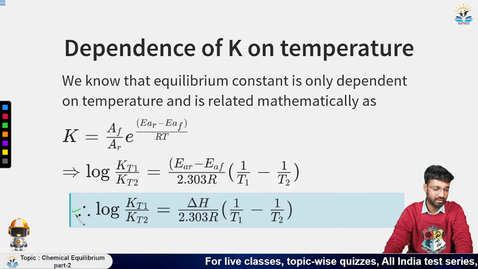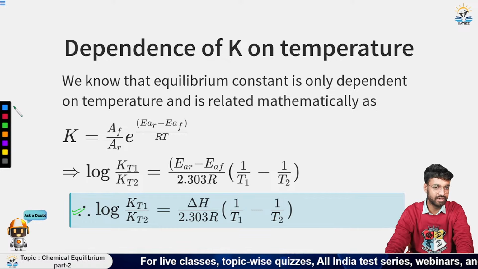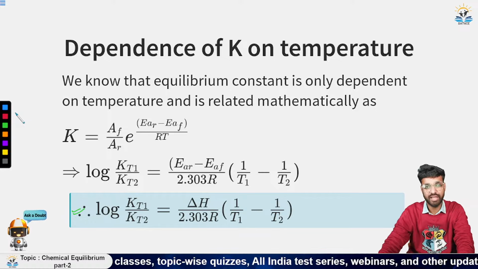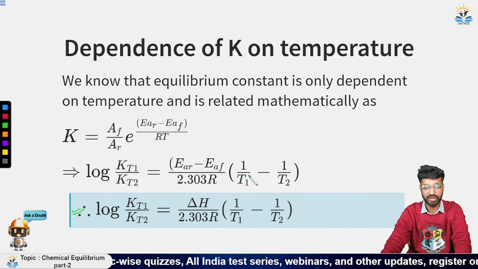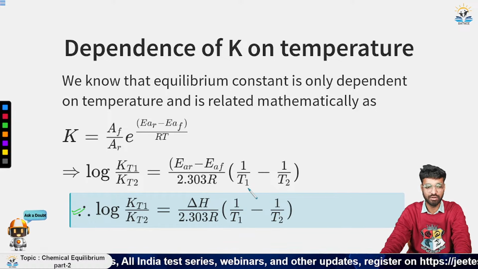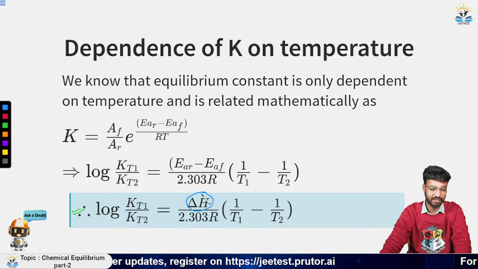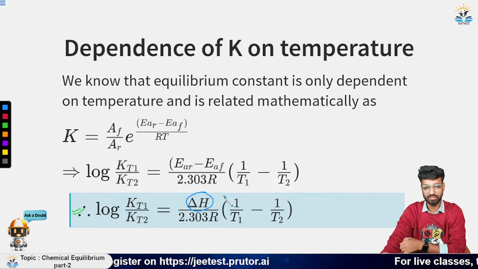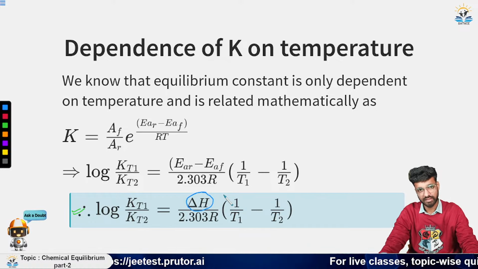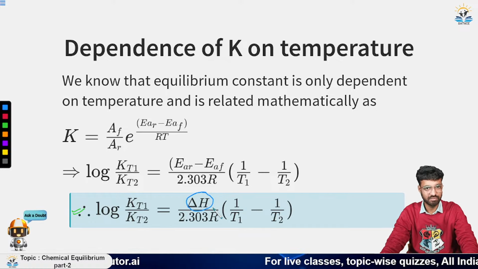So if you are aware of the chemical kinetics chapter and you have studied those formulas, which is k equals A e to the power minus E_a by RT, that is of the rate constant. This formula is similar to that, but the only difference is that here we are using delta H rather than E_a. So if you want to remember it, this is the formula. Okay. Now let us move to another thing.